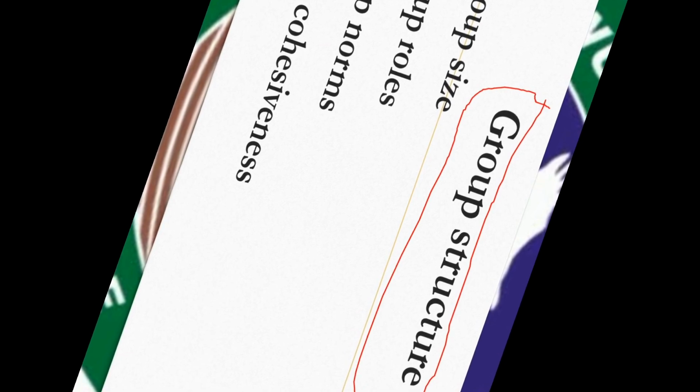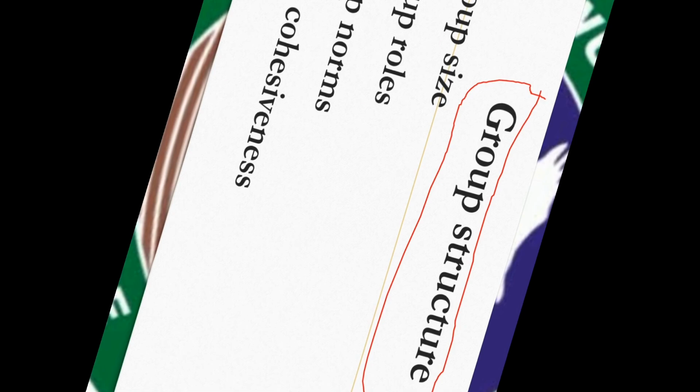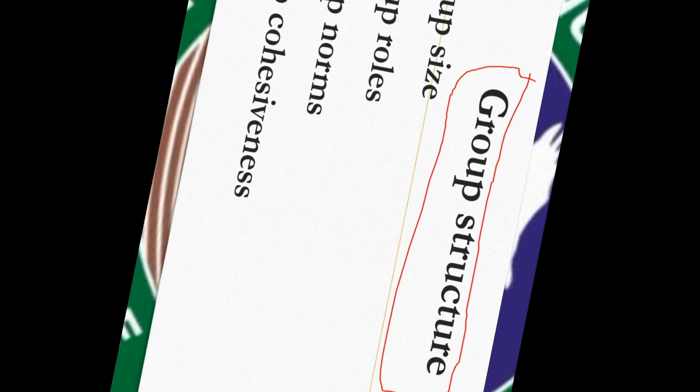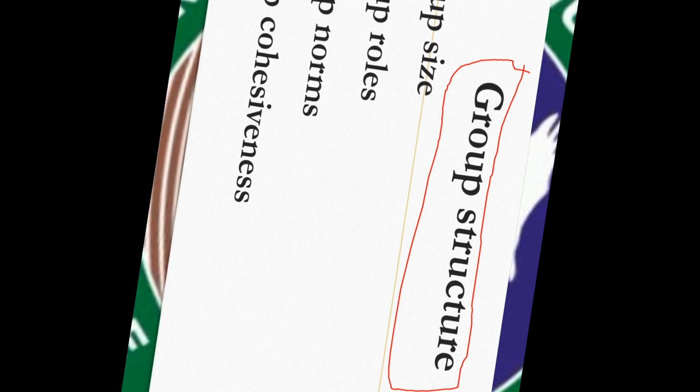Let's now move up as we discuss another important aspect of our group dynamics. We want to look at the idea of group structure. The things that make up group structure are many, but for this class, we're going to take up the four that we've highlighted there. Those four include group size, group roles, group norms, and group cohesiveness.